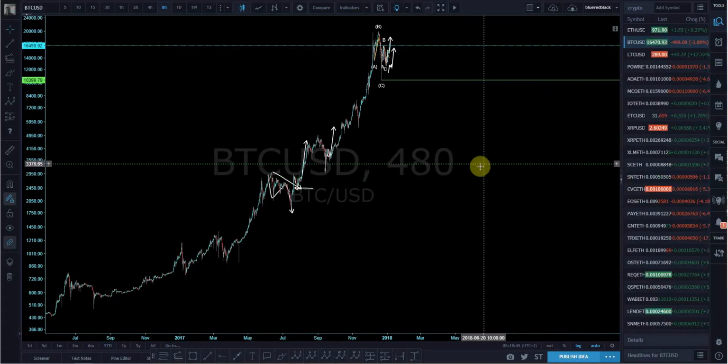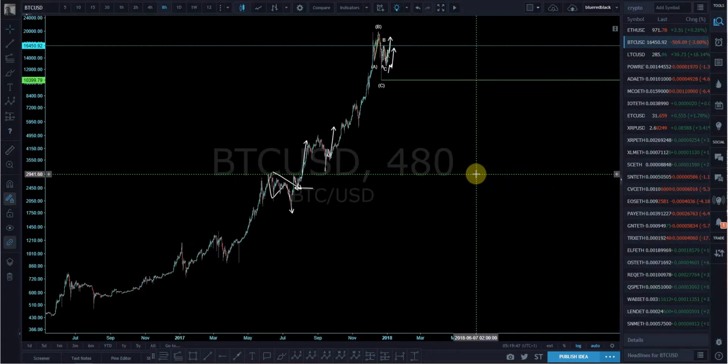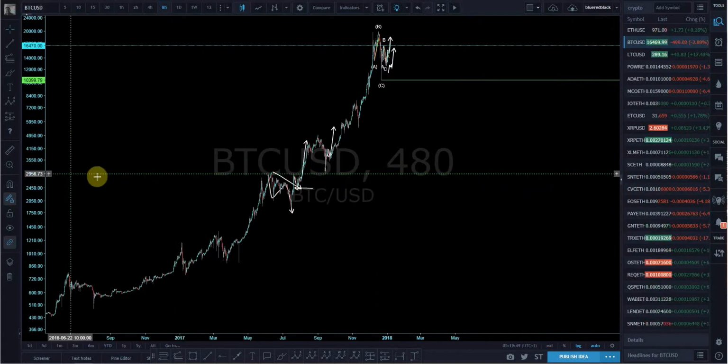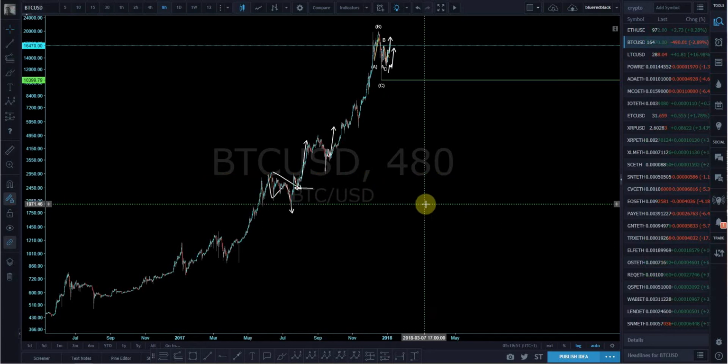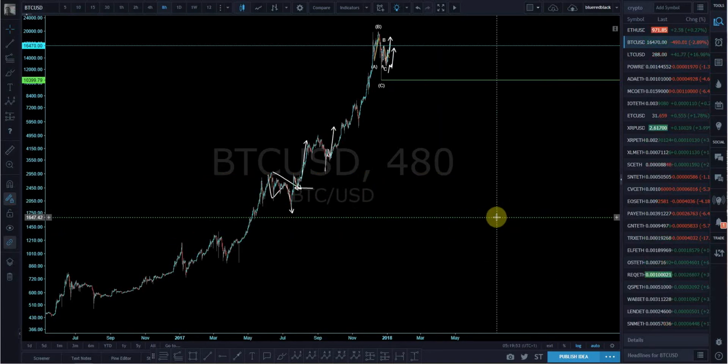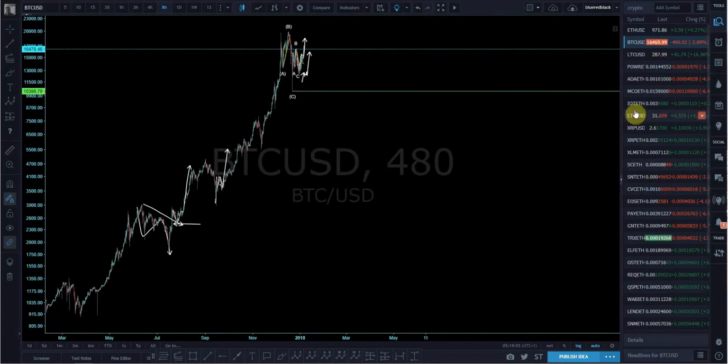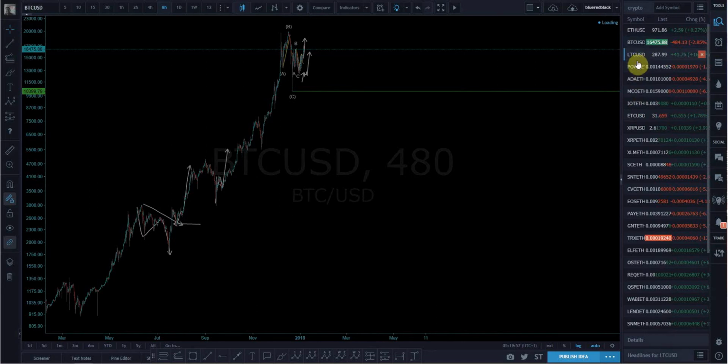And it's really, honestly, just stupid to keep counting 1, 2, 3, 4, 5, 1, 2, 3, 4, 5, because you'll go crazy. And if you are familiar with wave theory, you'll know that waves can be extended, and no one knows when a wave will completely end. So that's why you just want to go with the corrections and go with the trend. Litecoin, very similar structure.